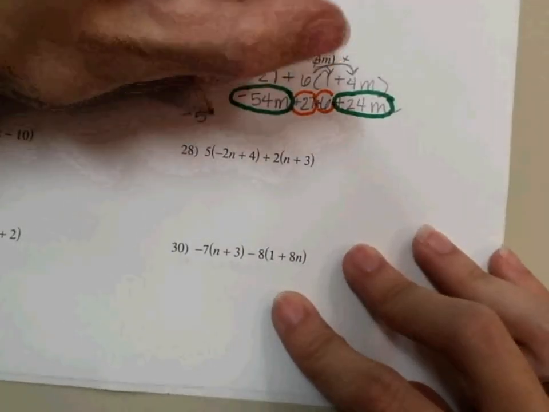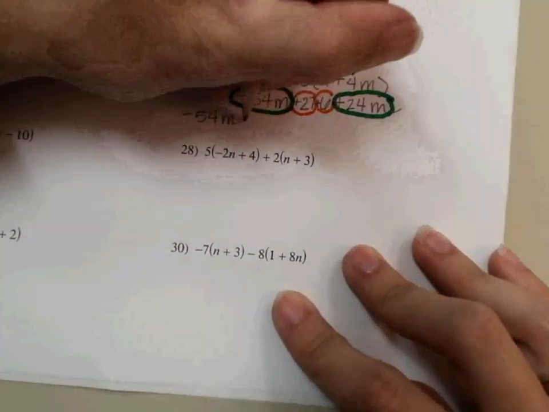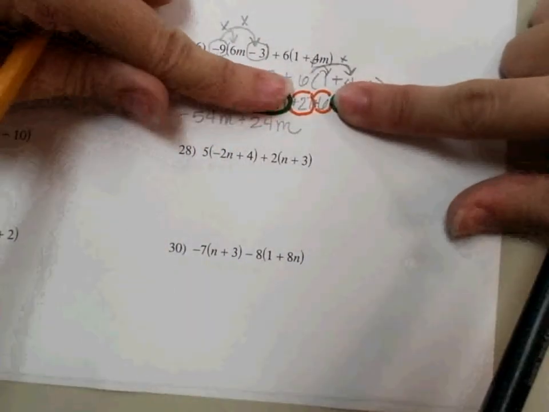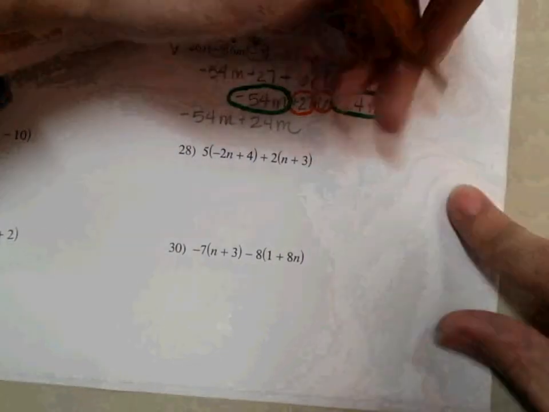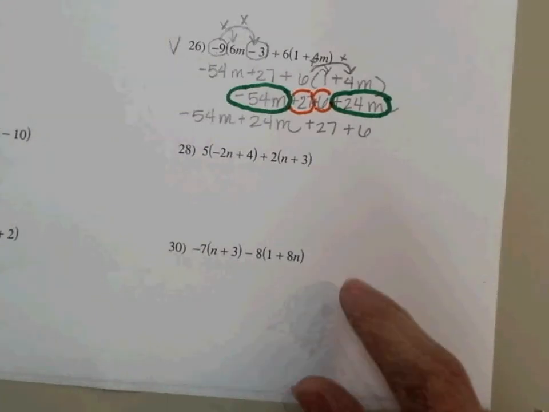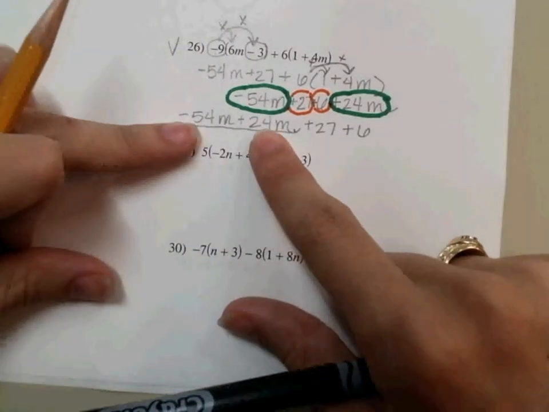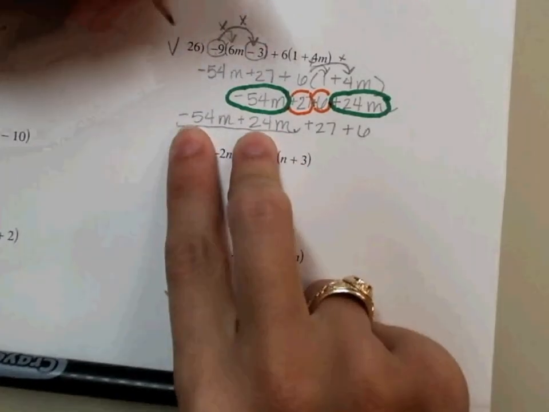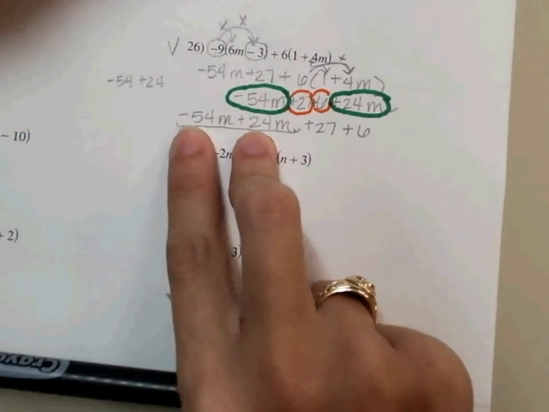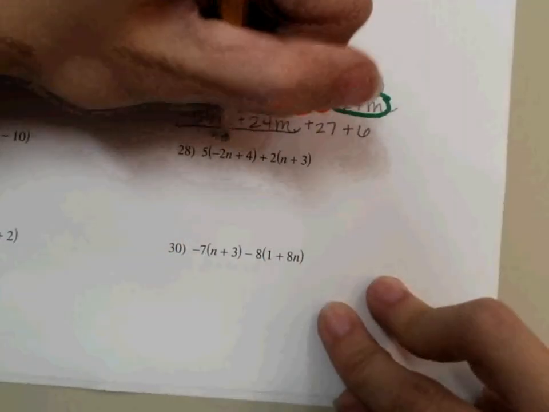We're going to rewrite this so it makes a little more sense. Negative 54m. Read from left to right. My next one is right here, plus 24m. I've taken care of my m's, so now all I need to do is read left to right, plus 27 plus 6. Now combine your like terms. Here are my m's. This is a lot to do in your head, so make sure you're using that calculator. Negative 54 plus 24. Put that into your calculator, and you're going to get negative 30m.